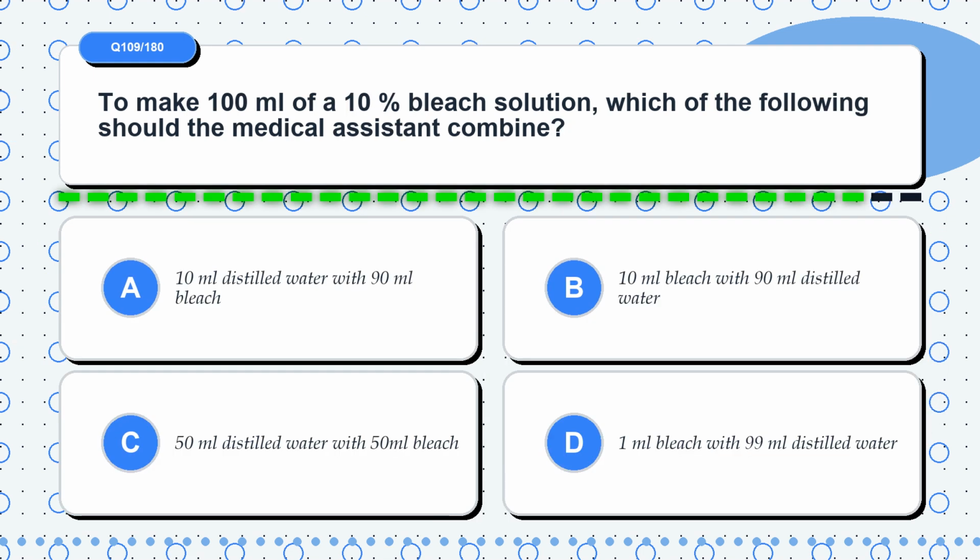Question 109. To make 100 ml of a 10% bleach solution, which of the following should the medical assistant combine? Here are the options. Option A, 10 ml distilled water with 90 ml bleach. Option B, 10 ml bleach with 90 ml distilled water. Option C, 50 ml distilled water with 50 ml bleach. Option D, 1 ml bleach with 99 ml distilled water.